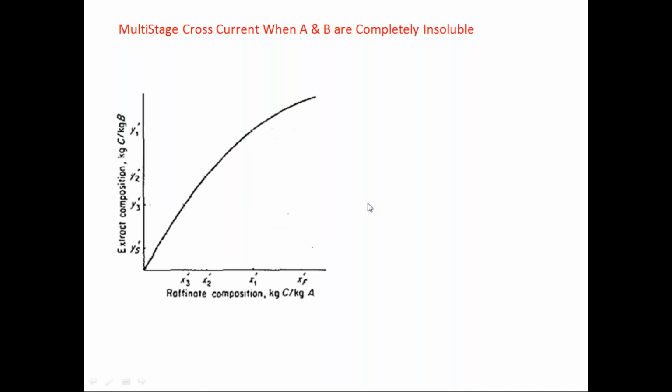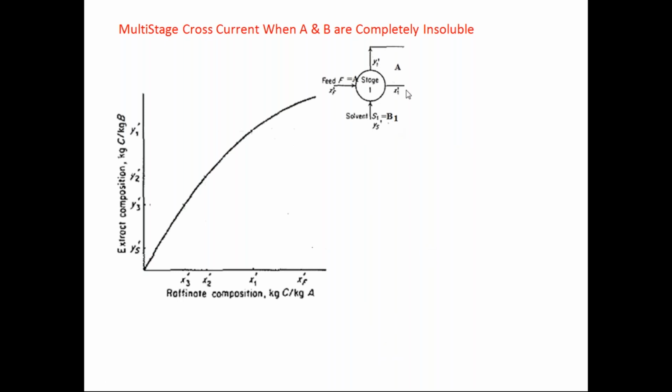In most of the cases which we see, the feed solvent and extract solvent are completely insoluble in each other, because we generally prefer A and B should not be miscible. If they are miscible, B is contaminating A and A is contaminating B. Instead of having only C, a little A quantity will be there in the B rich phase, and a little B quantity will be there in the A rich phase. So that's why the ideal case is A and B should be completely insoluble in each other.